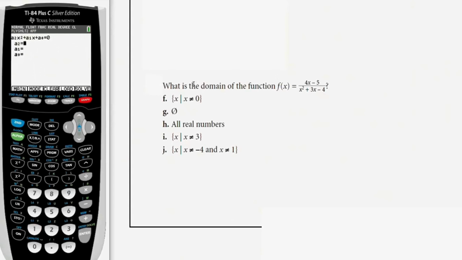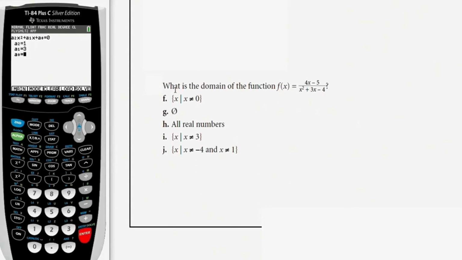Now our a2 will be the coefficient of the leading term. So in this quadratic expression, x squared plus 3x minus 4, the leading term is x squared. So the coefficient of x squared was 1. Press enter. So 1 is the a2. Now a1 will be the coefficient of 3x. Coefficient of 3x is what? 3. Press enter. So 3 is our a1.